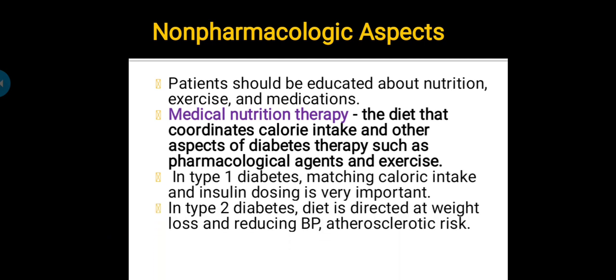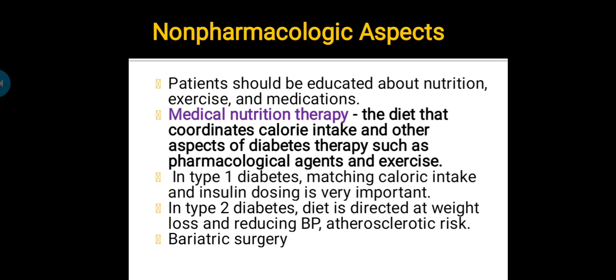So in type 2 diabetes, diet is directed at weight loss. So in type 1, the patient is already having less body weight. So there, weight loss is not the predominant role. We have to rather give good caloric intake so that insulin can act properly and will not cause hypoglycemia in them. So matching caloric intake and insulin dosing is very important in type 1. In type 2, diet is directed at weight loss and reduction of blood pressure, and other abnormalities like cholesterol problems, and atherosclerosis risk should be minimized.